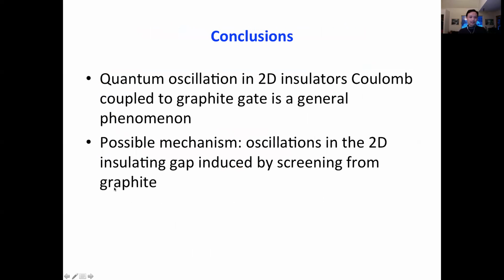Okay, to conclude, we want to say that quantum oscillation in a 2D insulator when it's coupled to a graphite gate is a very general phenomenon. So we have to be careful in interpreting the quantum oscillations near the charge insulating gap. And we also provided one possible mechanism, which is the oscillation in the 2D insulating gap induced by screening from the graphite gate.